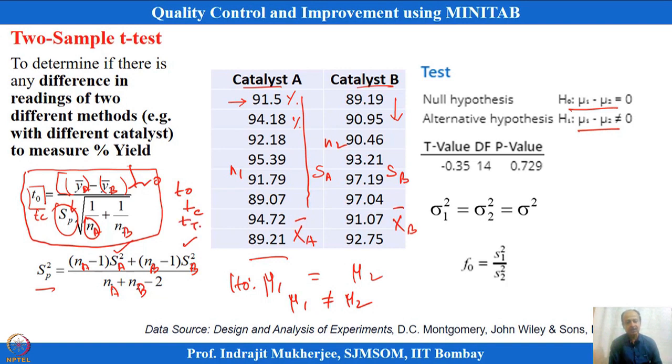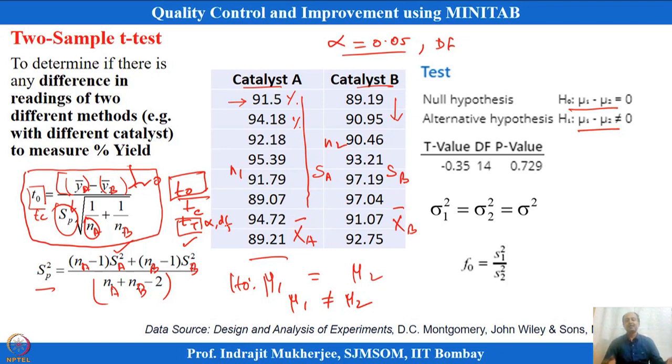Then the T tabulated value can also be seen, because the degree of freedom is given, and based on that and the alpha level of significance. For any hypothesis testing we have to assume some alpha level, and we are assuming, let us say, 0.05 or 5% as the level of significance. With a given alpha and degree of freedom, NA plus NB minus 2, we can get the tabulated value, and the calculated value of T0 can be compared with the tabulated value, which depends on alpha and degree of freedom. Based on that we can make a judgment.